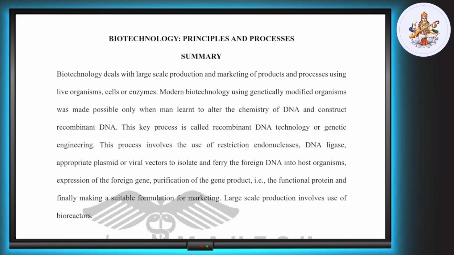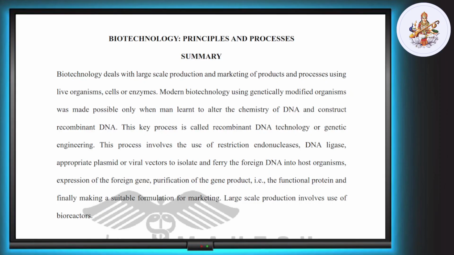Now, if we are producing something on a large scale, it requires specialized equipment called bioreactors. These are large vessels designed to provide the optimal conditions for microbial growth and production of the desired product. Why is this important? Because biotechnology has revolutionized fields like medicine, agriculture, and industry. It has allowed us to produce medicines like insulin and vaccines in large quantities, develop pest-resistant crops, and even produce enzymes used in various industrial processes.